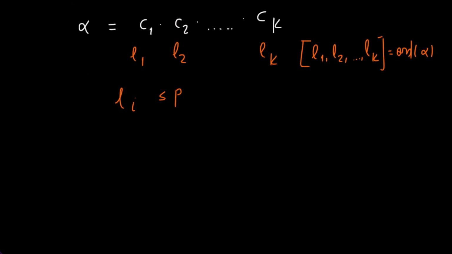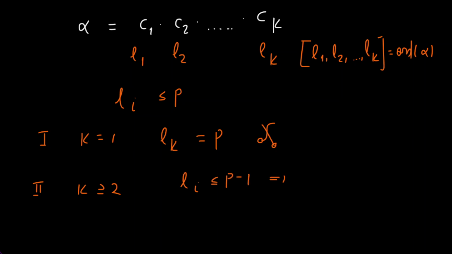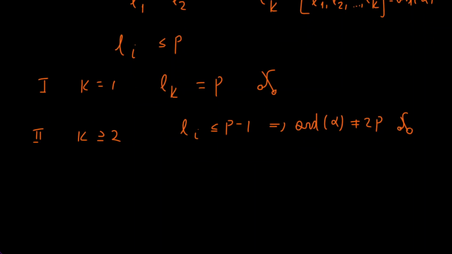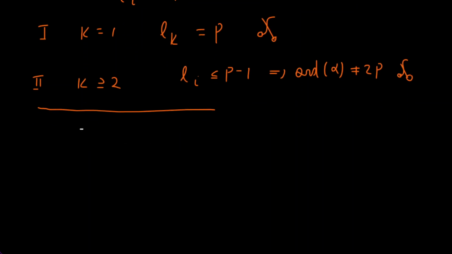So I think we can discuss two cases. Case 1, k is 1 and Lk is P, which is false. And case 2, where k is bigger than or equal to 2, in this case each Li is at most P minus 1. So the order of alpha is of course different from 2P. That said, I arrive at a contradiction. So this type of injective morphism from the general linear group to SP doesn't exist.